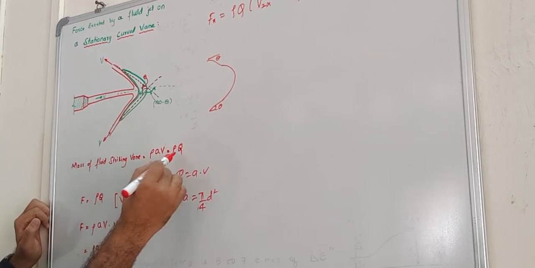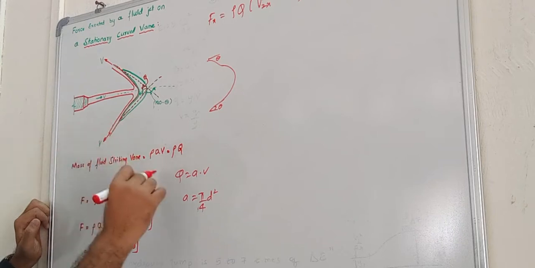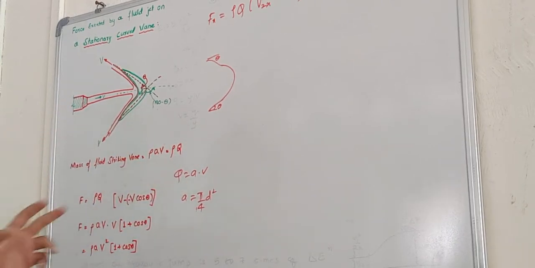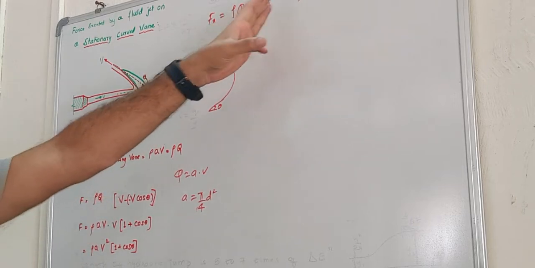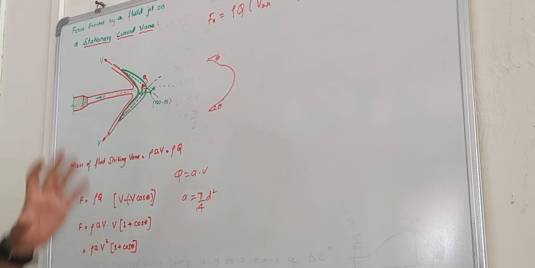Rho A V is nothing but rho into Q itself, where A is the area of the nozzle, V is the velocity, that is the velocity of water that is coming out of the nozzle. Right? Now let us calculate what is V2x and V1x. You can take your time if you want to observe what V2x and V1x are.